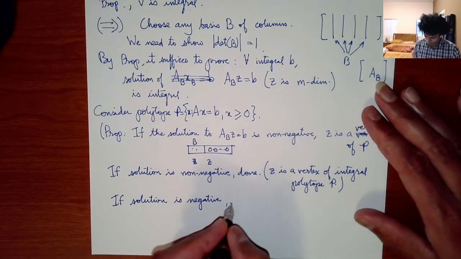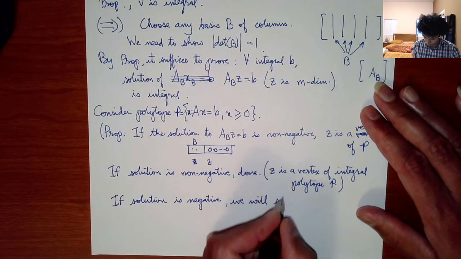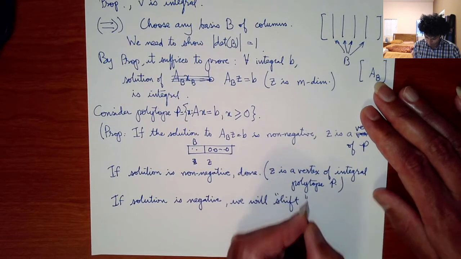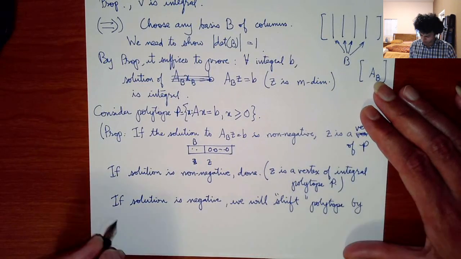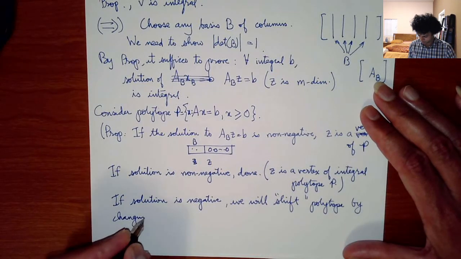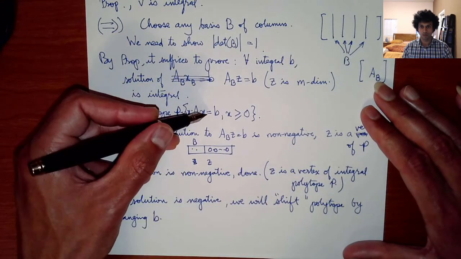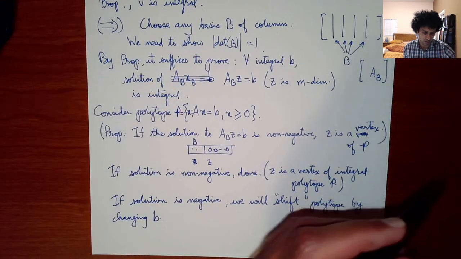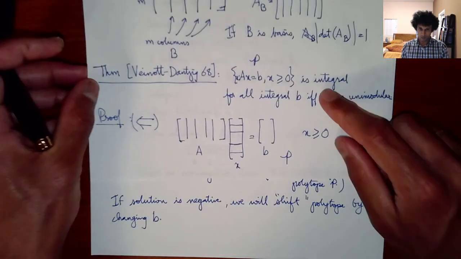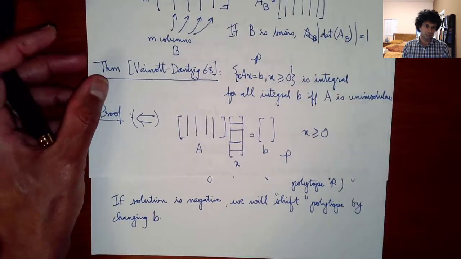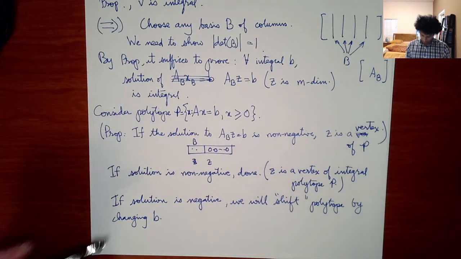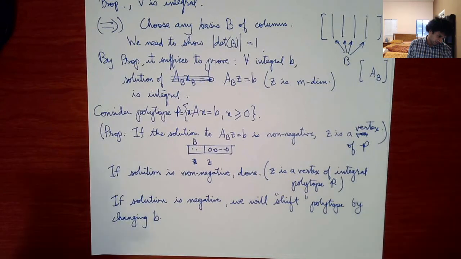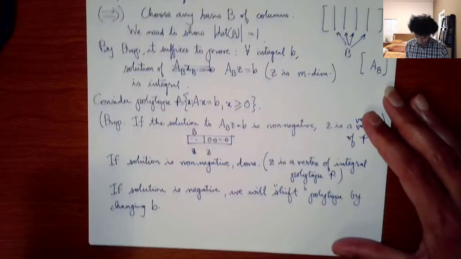Now, if the solution is negative, we will shift the polytope by changing b. And again, we know that because by our assumption the polytope is integral for all b, we can just use this theorem. We'll shift the polytope by b so that, and you'll see what I'm going to do. Once you see the proof, it's fairly straightforward.